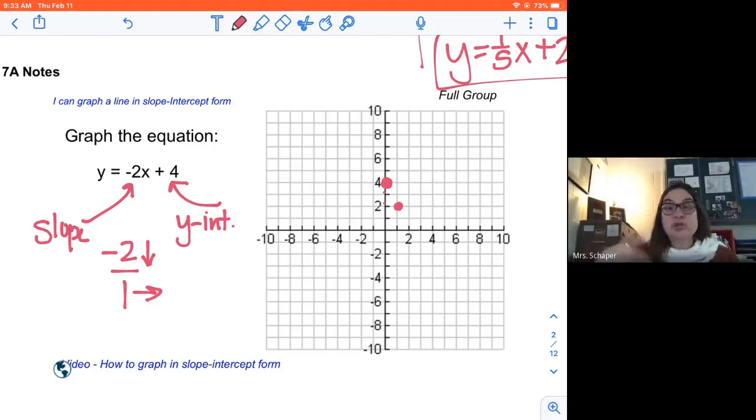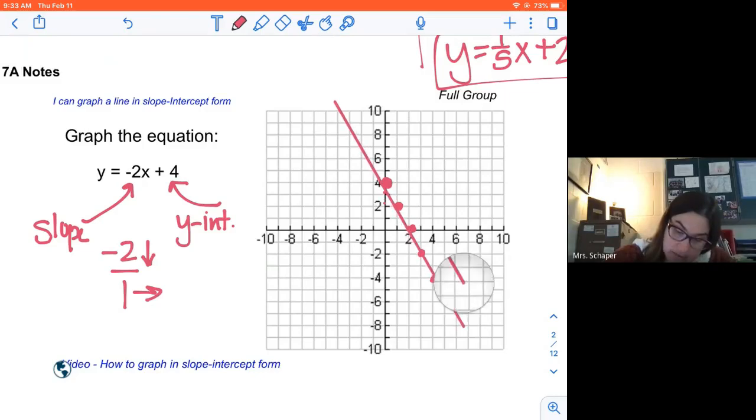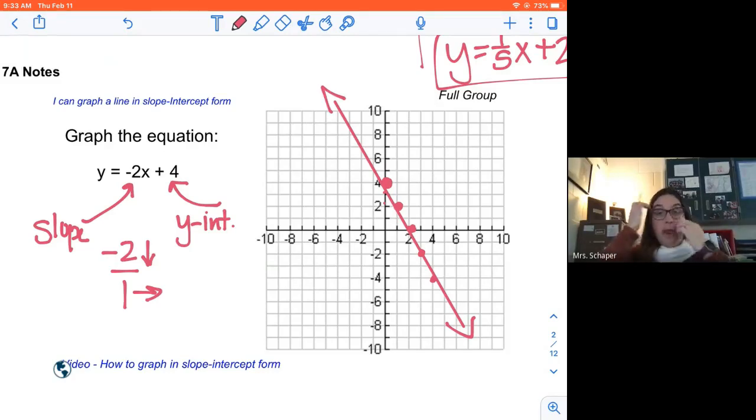So I'm going to count down 2 to the right 1 and put a dot. So my slope is showing me how I'm going to move. So I go down 2 to the right 1, down 2 to the right 1, down 2 to the right 1. Okay. And then once I plot my dots, I can draw my line through it, arrows on the end. Okay. And that's a shortcut. And we're going to take some time today to practice how to graph it that way.